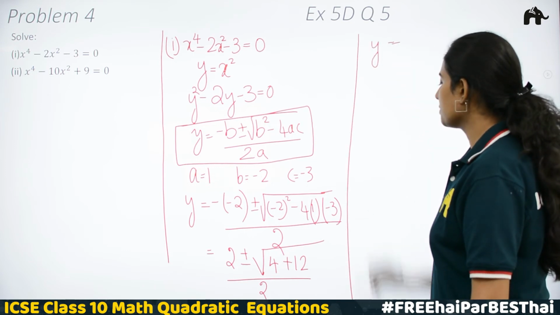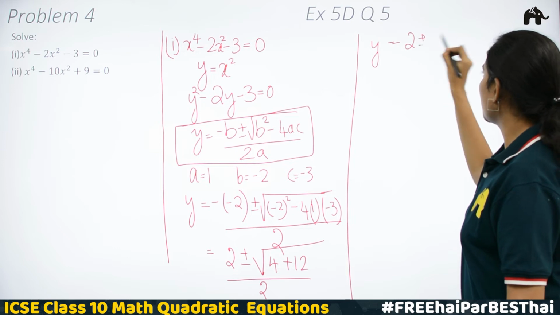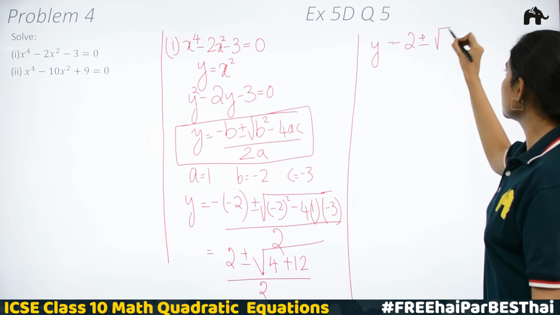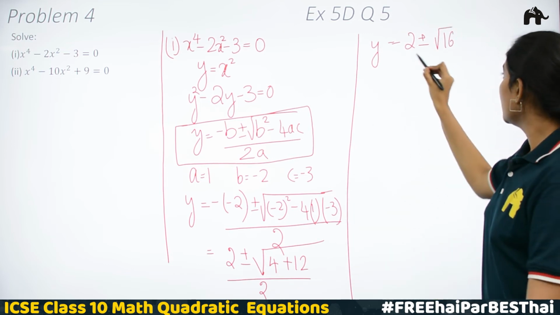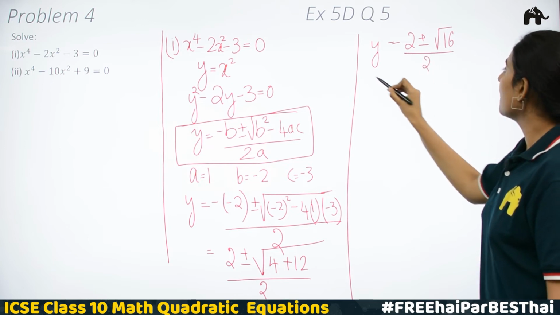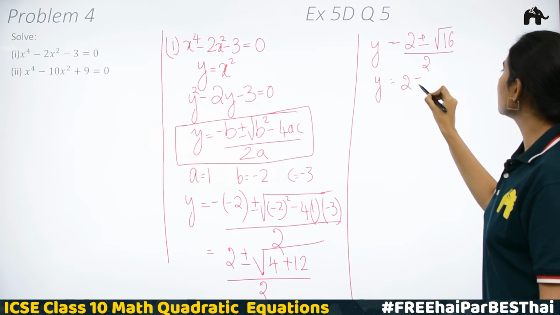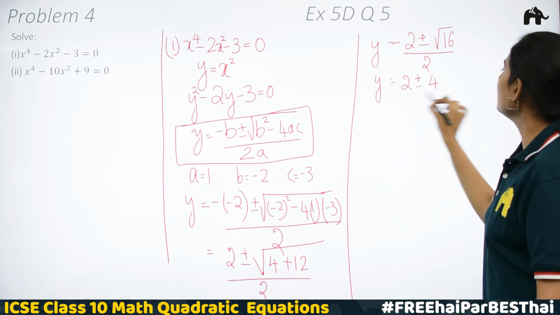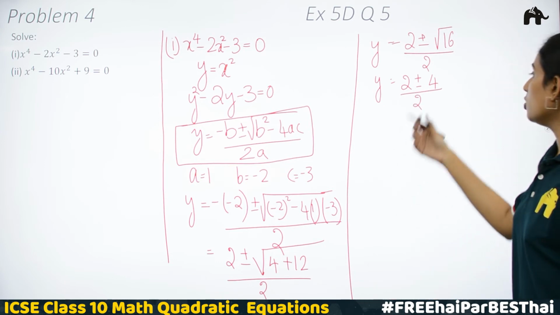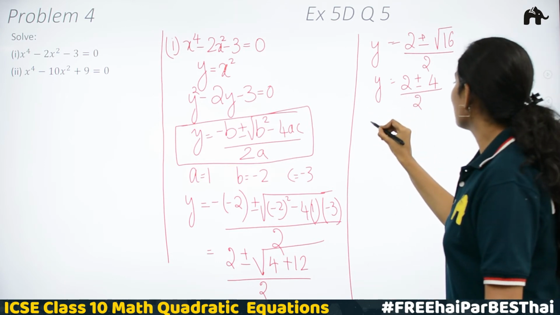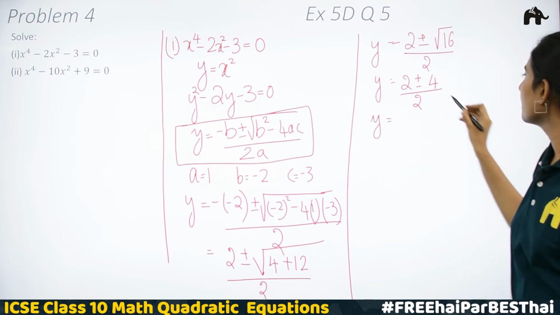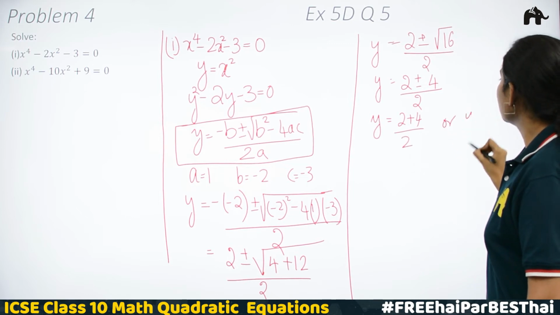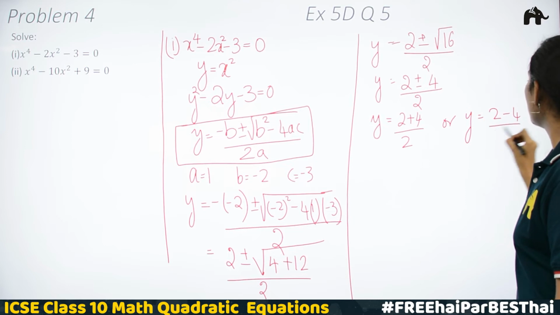Y is equal to 2 plus or minus root of 4 plus 12. 4 plus 12 is 16. Root 16 divided by 2. Y is equal to 2 plus or minus. What is root 16? Root 16 is 4 divided by 2. Okay. Then what are the possible values of y? Y is equal to 2 plus 4 by 2 or y is equal to 2 minus 4 by 2.